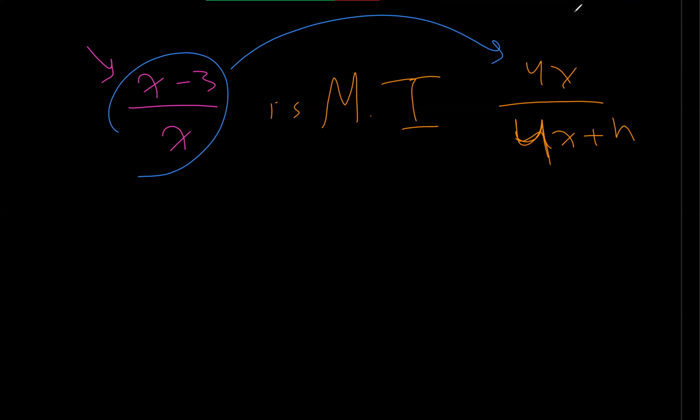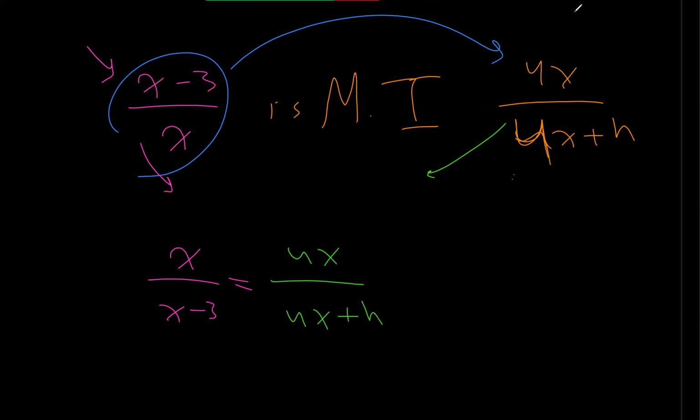So that means now, if I flip this one here, if I flip it just to be x, and here x minus 3, it's going to be the multiplicative inverse. And the multiplicative inverse is given for me, that is this number, right? So that means they are equal. So here is 4x, and here is 4x plus what? Plus h. This is another way.